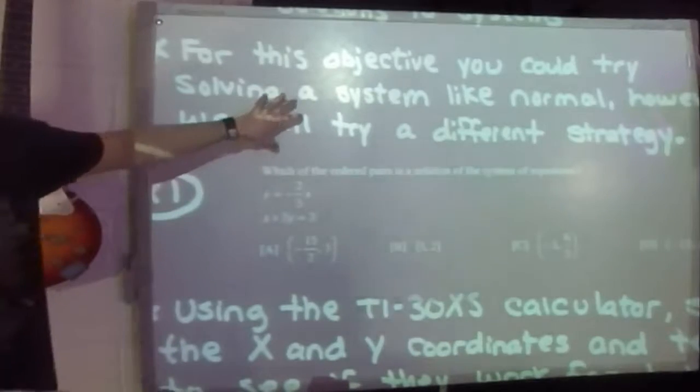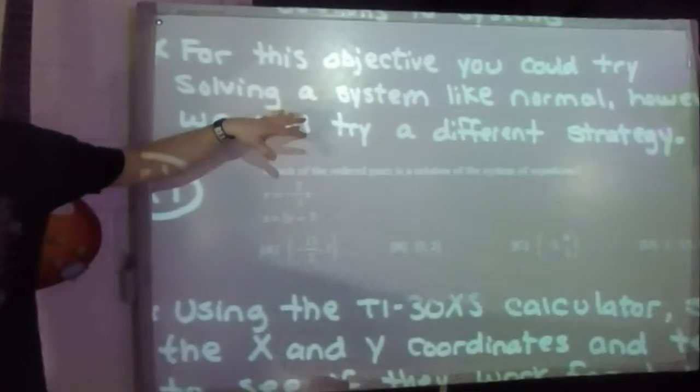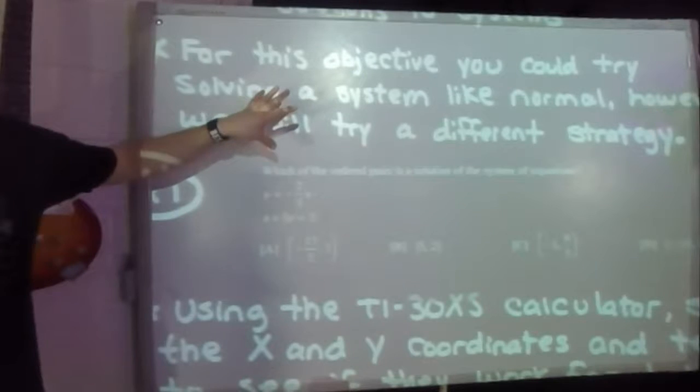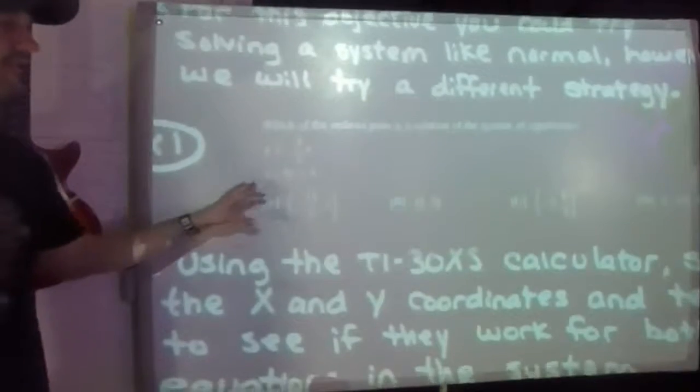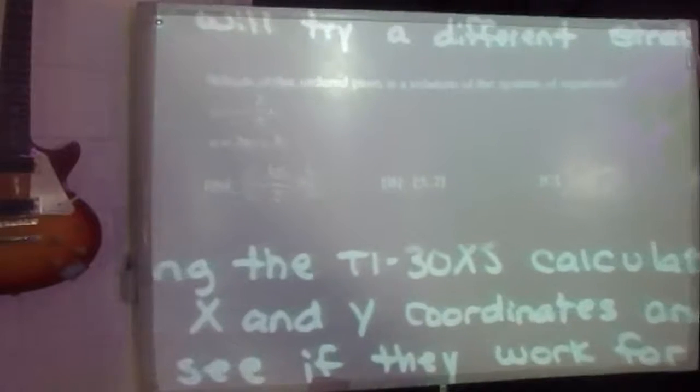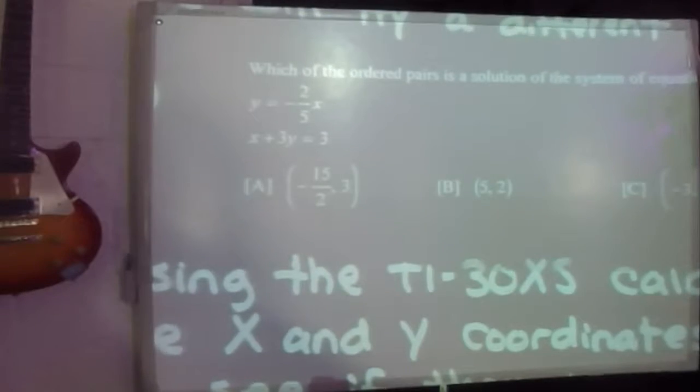But if we aren't good at systems, or if you come to the EOI and we've slept since spring break and you forgot how to do them, or you just want to make sure you get the right answer, this is a good way to do it. It's a test-taking strategy to make sure that you definitely get the right answer.